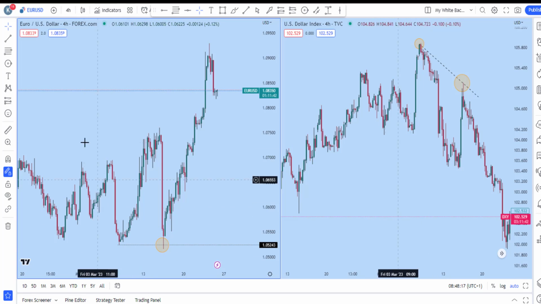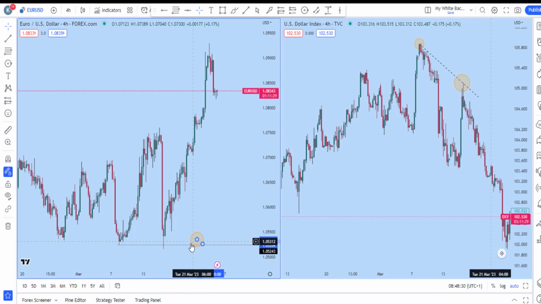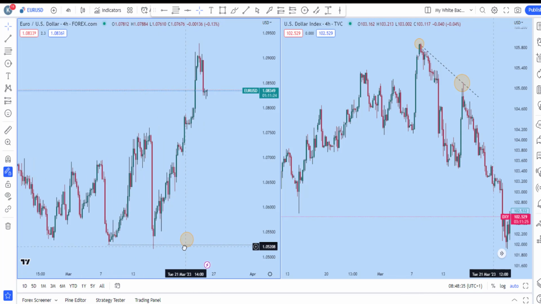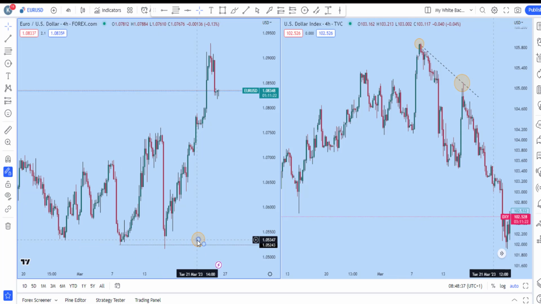If we formed a low in Euro USD or GBP USD, we should form a high in DXY. The correlation goes like that. And then look at this. We formed a lower low at this point, because you can see this wick has pushed down below this area, so we have a low that was formed at that point.